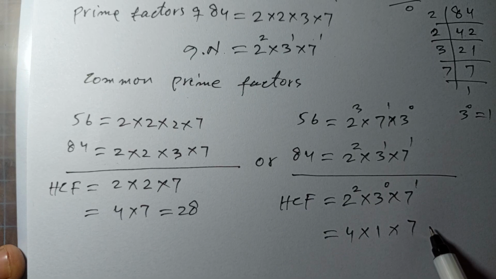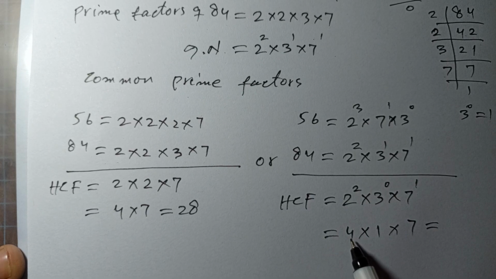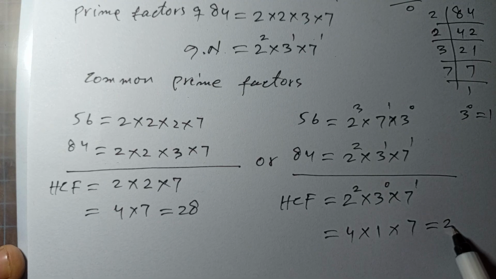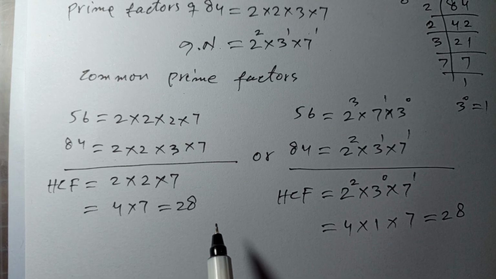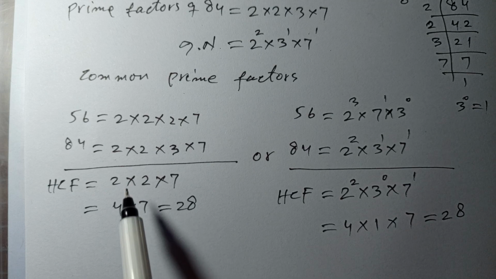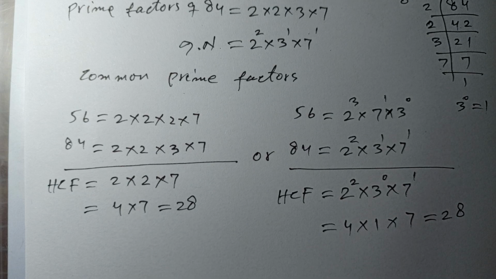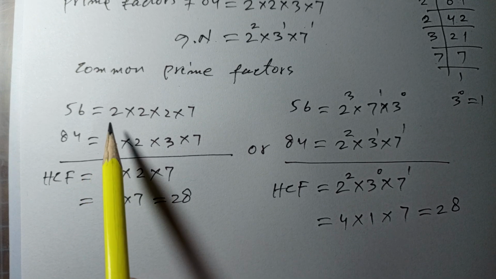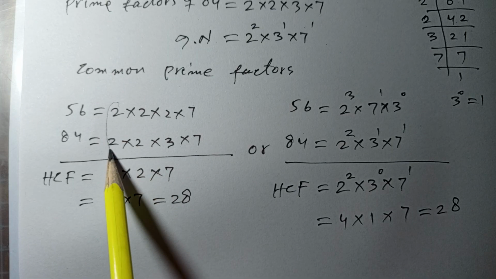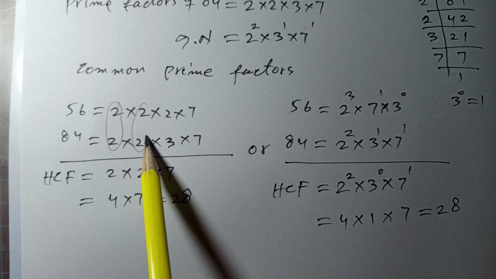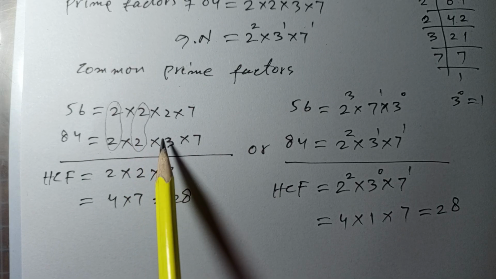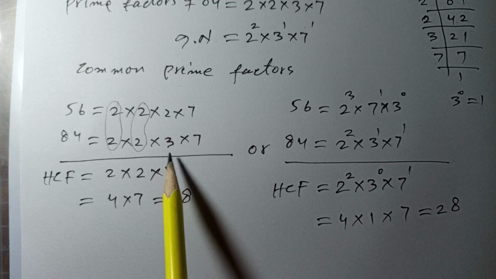Now you will see that 4 ones are 4, 4 sevens are 28. Again our 28 is our answer. This one, to get highest common factor HCF, you can use any method like this or this. For your convenience, you can make a loop here like this. The numbers which are common, you can circle them in a single loop.